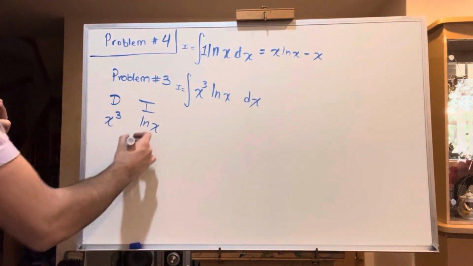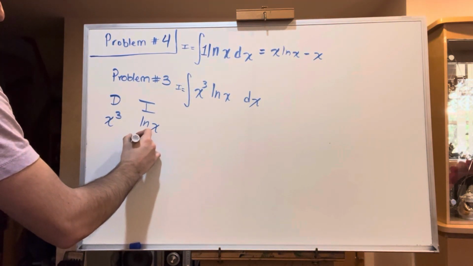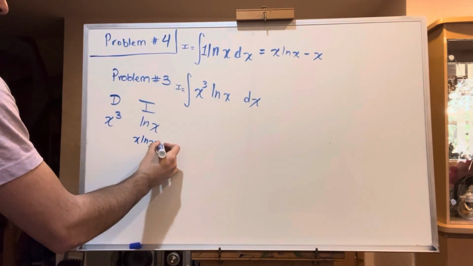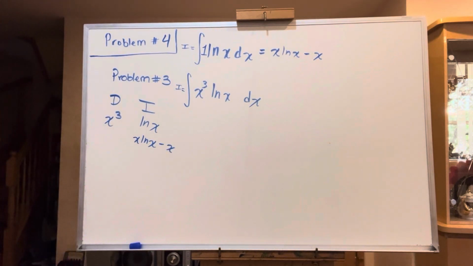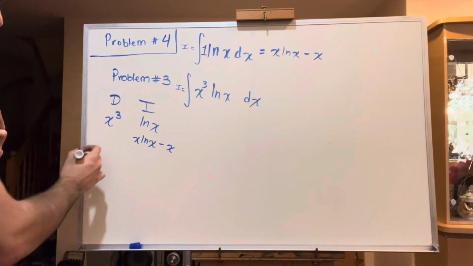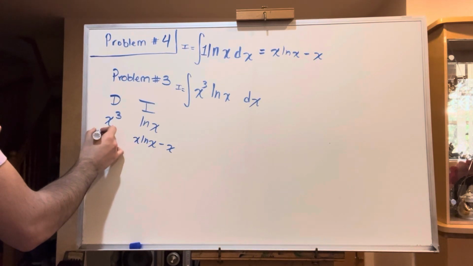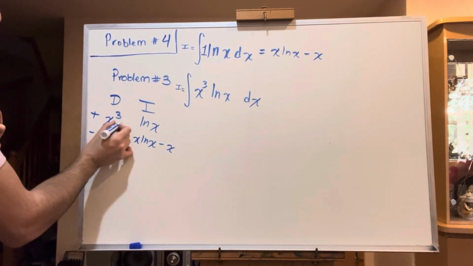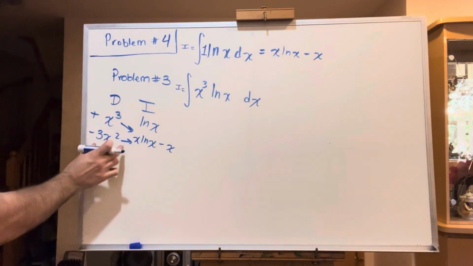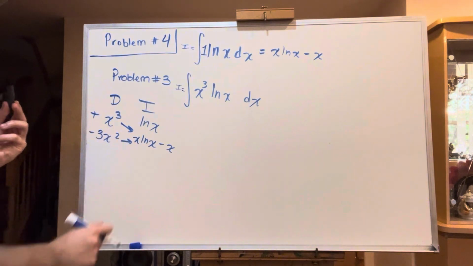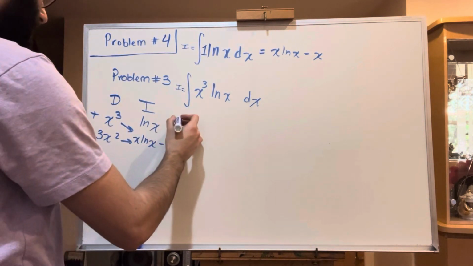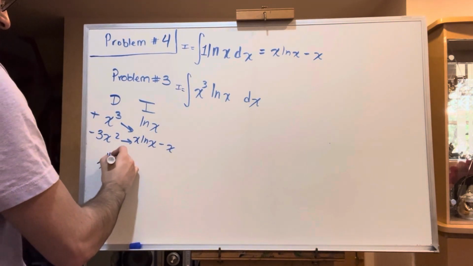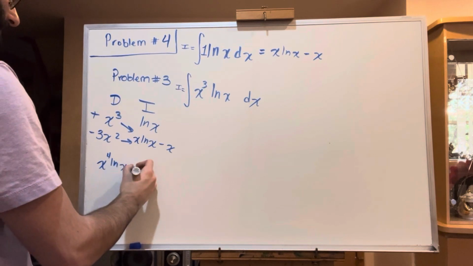So we'll just integrate once, nothing crazy, right? x ln x minus x. And this one just becomes 3x squared. We get the plus, minus, and follow the procedure. This looks a little tricky. It's okay. We'll go step by step. We have x to the fourth ln x minus x to the fourth.